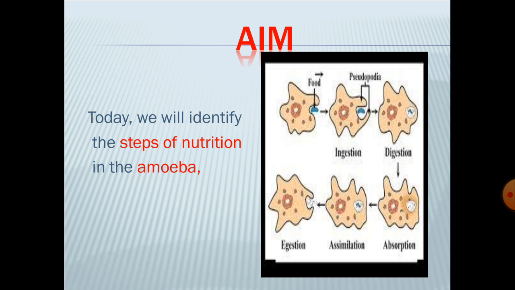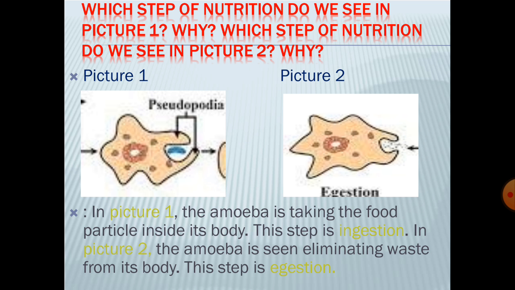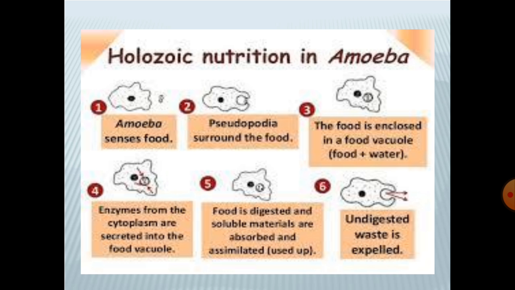Here are the various steps of digestion taking place in the amoeba. It also follows the same steps of ingestion, digestion, absorption, assimilation, and egestion. You can see here that the food particle is surrounded by the false foot of the amoeba, known as pseudopodia. A cup-like cavity is formed, through which the food is taken inside the body. This mode of nutrition in amoeba is known as the holozoic mode of nutrition.